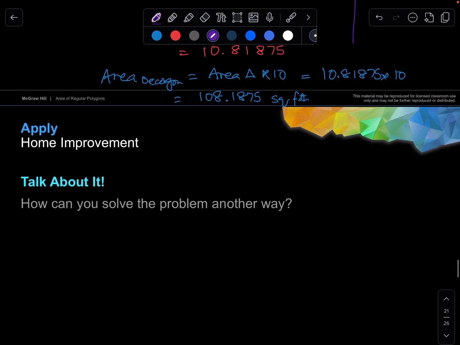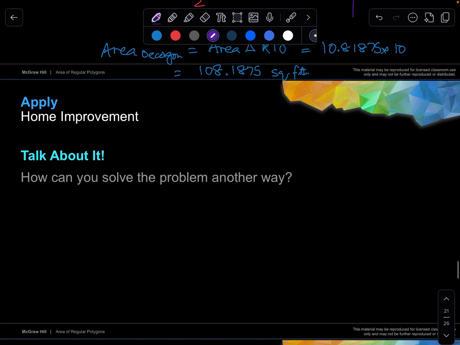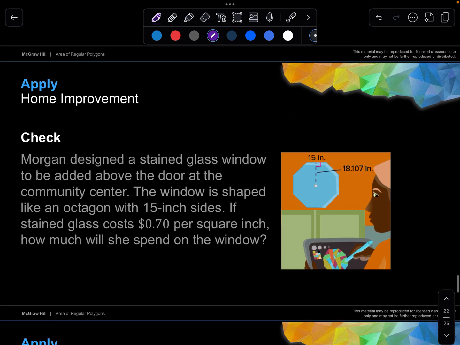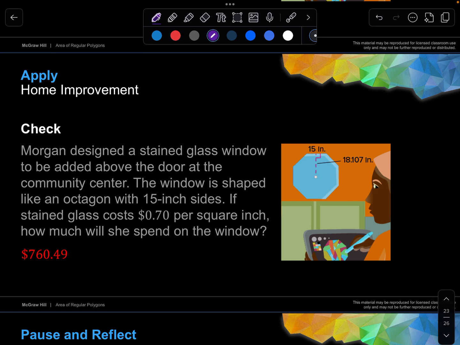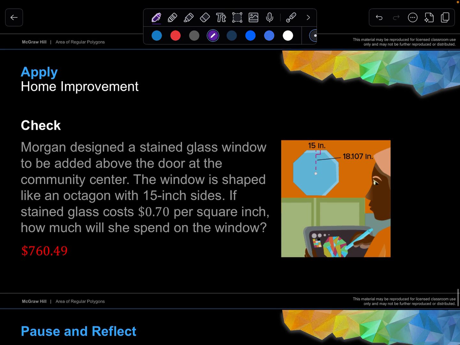All right, I want you to pause. Let's talk about this. How can you solve the problem a different way? Can you solve it a different way? I want you to add this to the exit ticket. This will be part of your exit ticket. And here's your check problem for today. Pause, solve this on your own, and I'll share the solution. There you go. That's going to be $760.49.